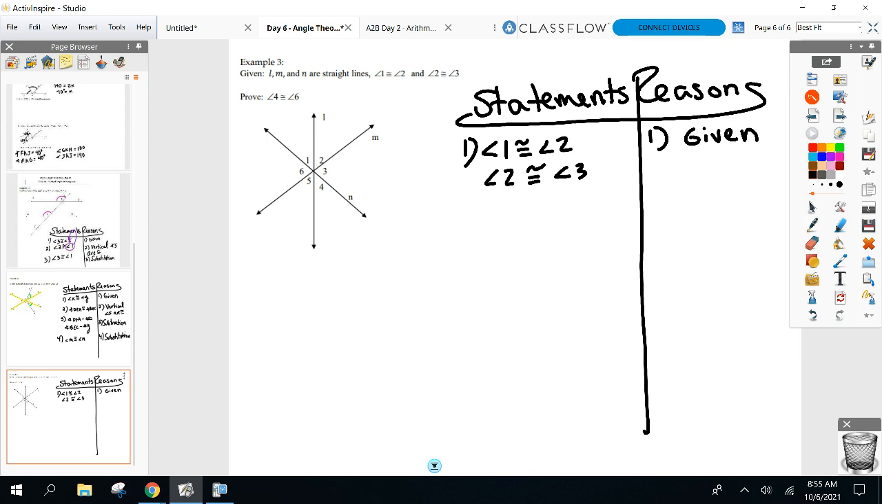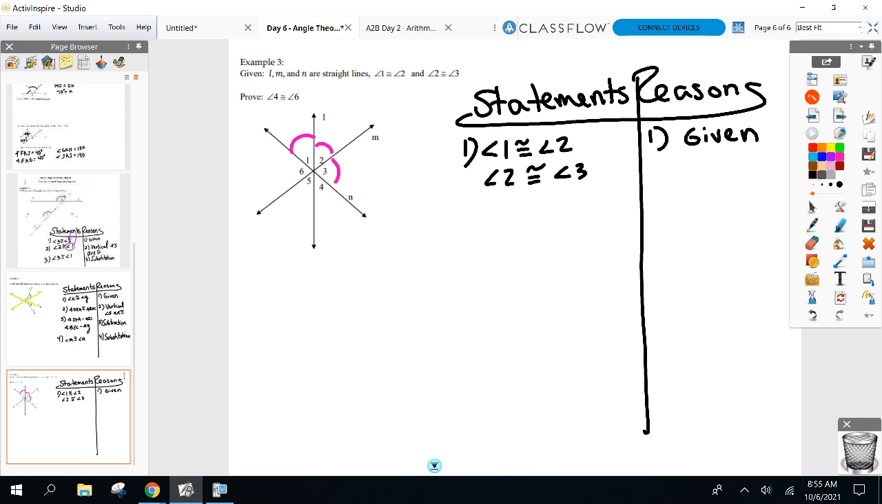All right, so here we go. This one's going to be a little bit tougher. So I got 1 and 2 and 2 and 3. But somehow you guys got to get me to 4 and 6. All right, 4 and 6 to be equal.